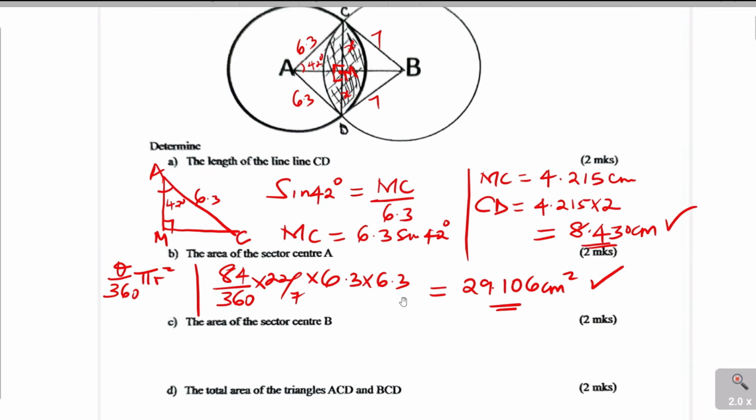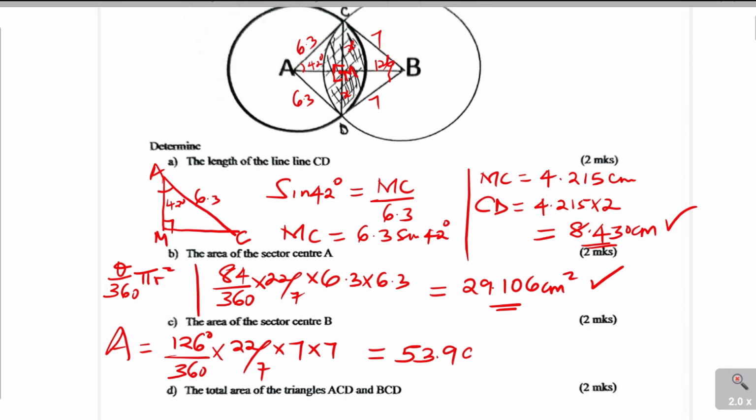The area of the sector with center B. Remember, the angle on the other side is 126. So the area will be given by theta, which is 126, divided by 360 times pi times 7 times 7, that is the radius squared. And this will give 53.9 centimeters squared.